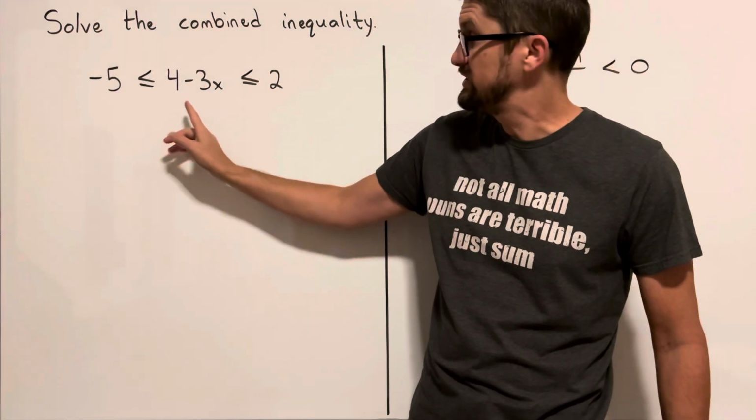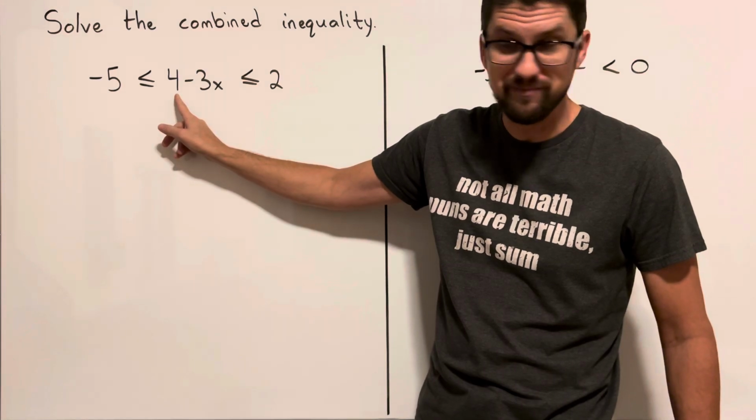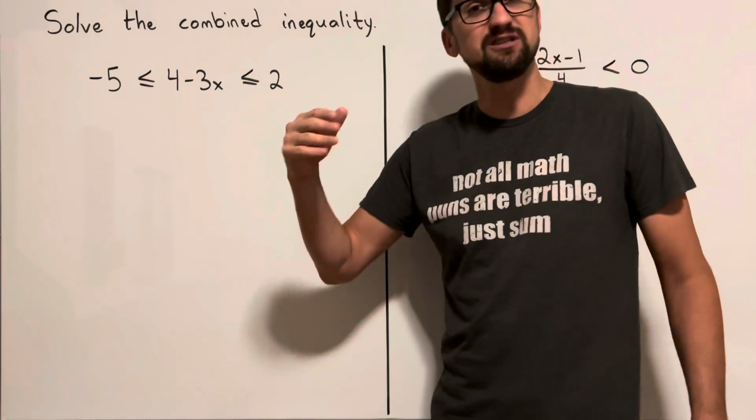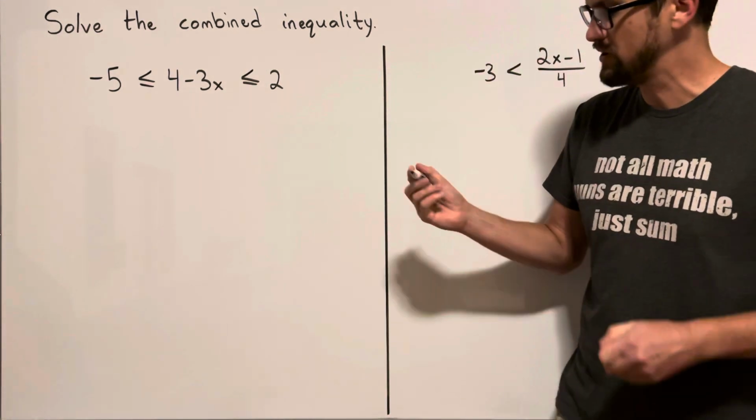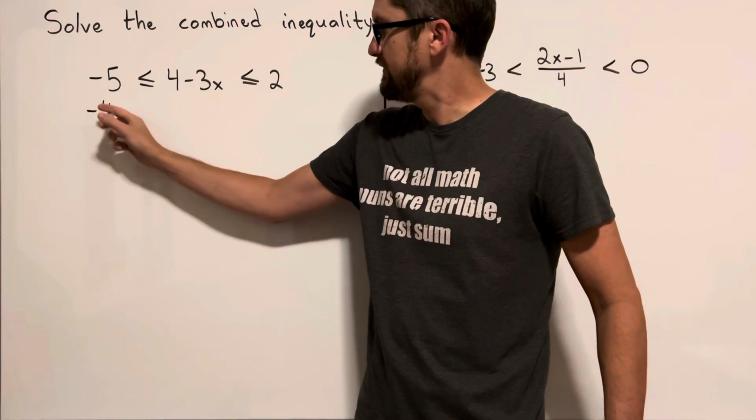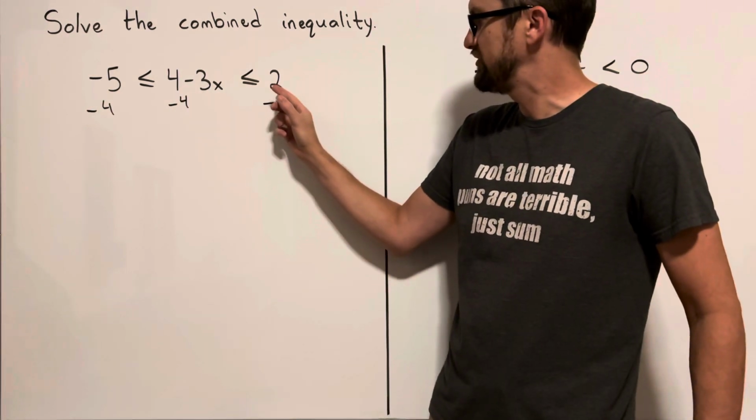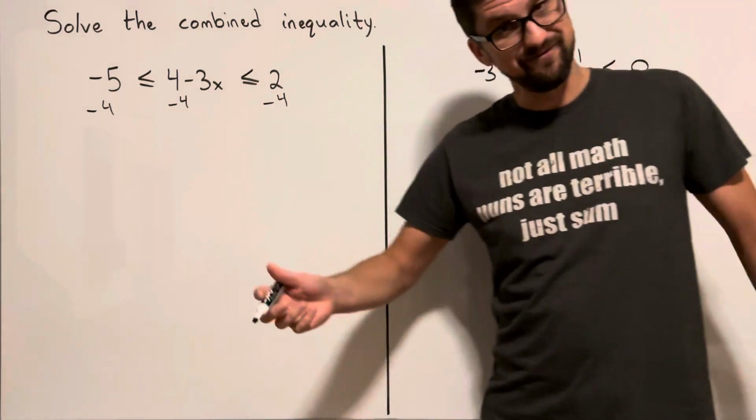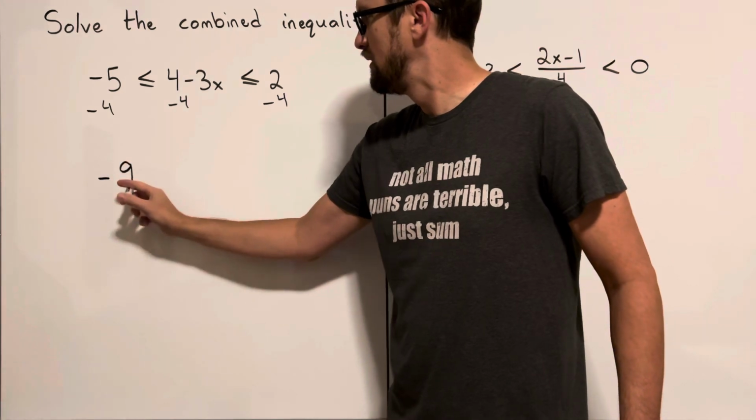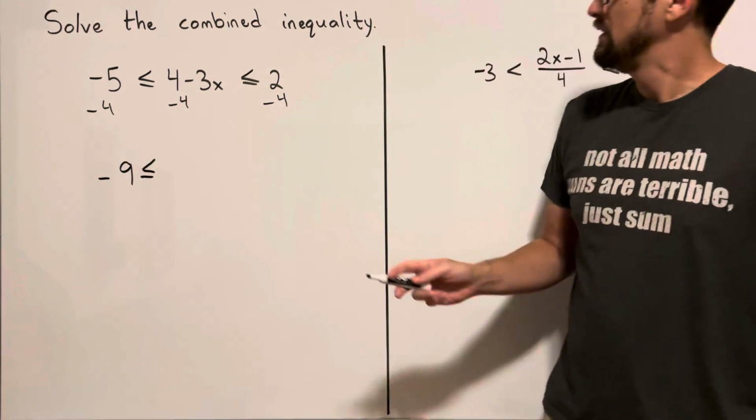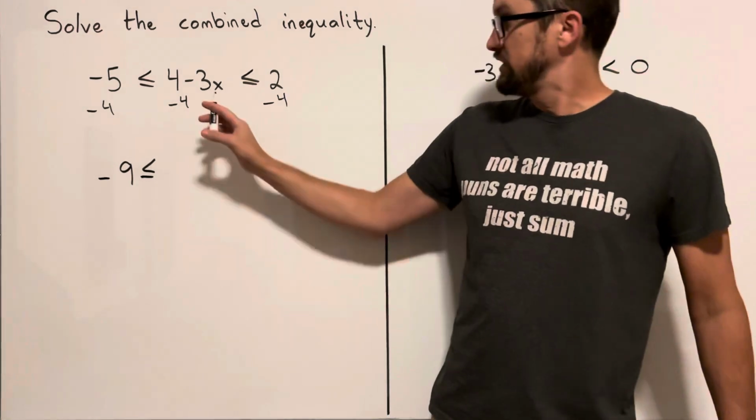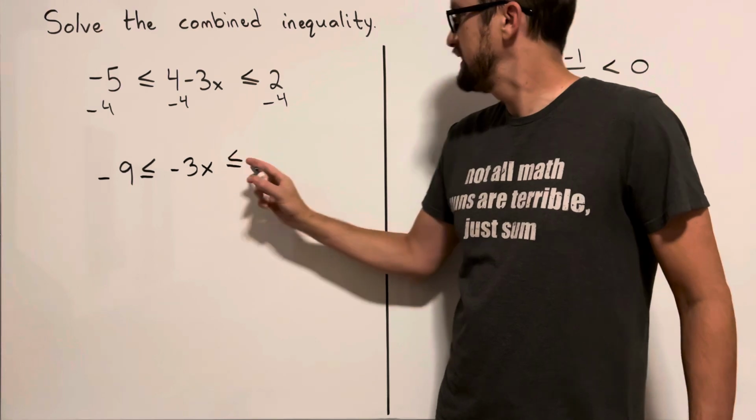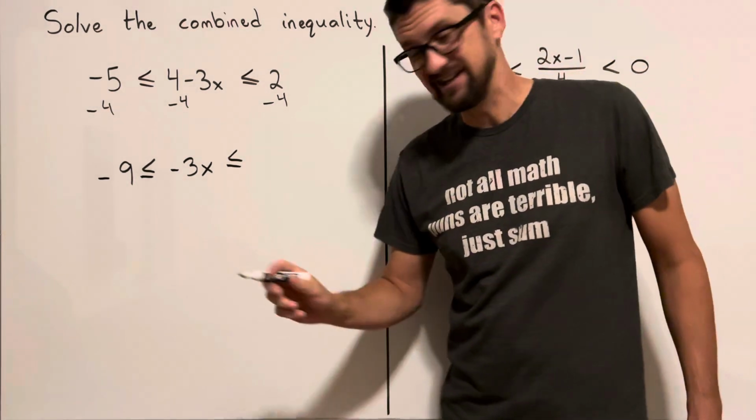So the first thing you want to do here is get rid of this 4 in the middle. You usually do that by subtracting 4. Now since there's three parts, you're going to subtract 4 on all three parts: on the left, in the middle, and on the right-hand side. So -5 minus 4 is -9, and we have a less than or equal to sign. In the middle, the 4's are gone, and you're left with a -3x. And on the right-hand side, 2 minus 4 is -2.